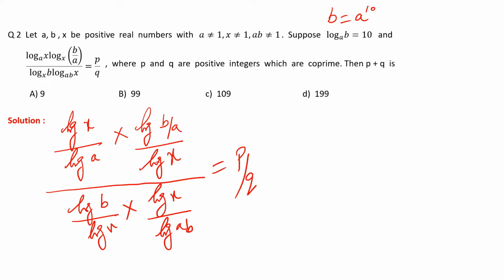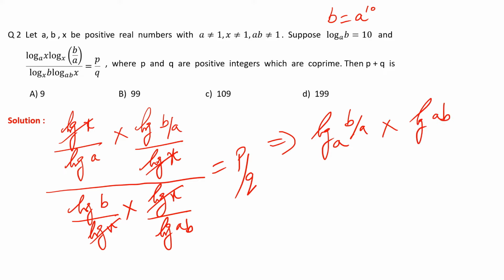Now, why did we use this property? Because log x and log x will cancel, log x and log x will cancel in the denominator also. So now this implies log b by a to the base a into log ab to the base b. What I have done: I have taken log ab in the numerator from the denominator, and log b will come in the denominator. So after that we have joined both of them.